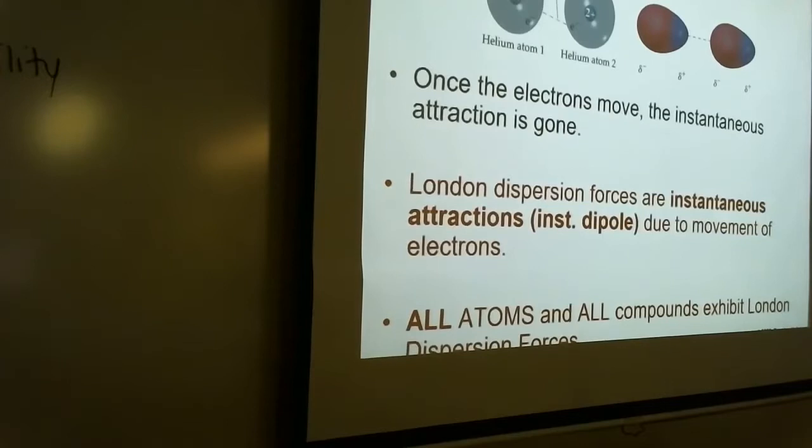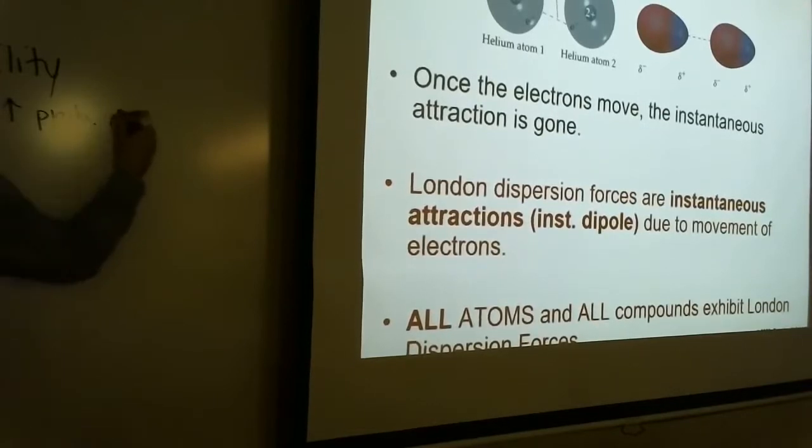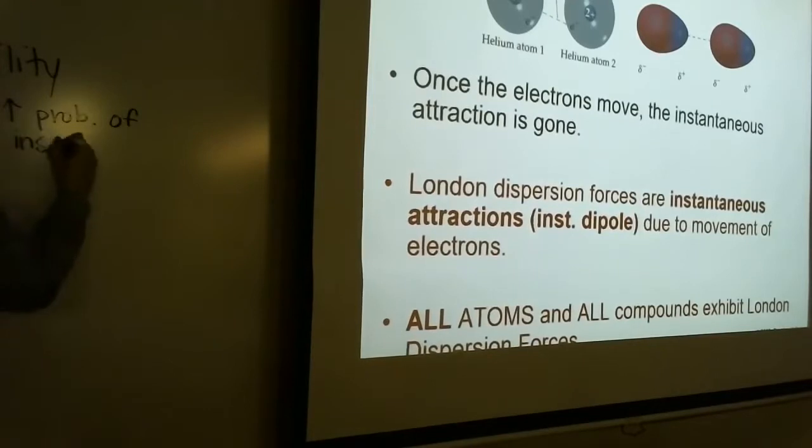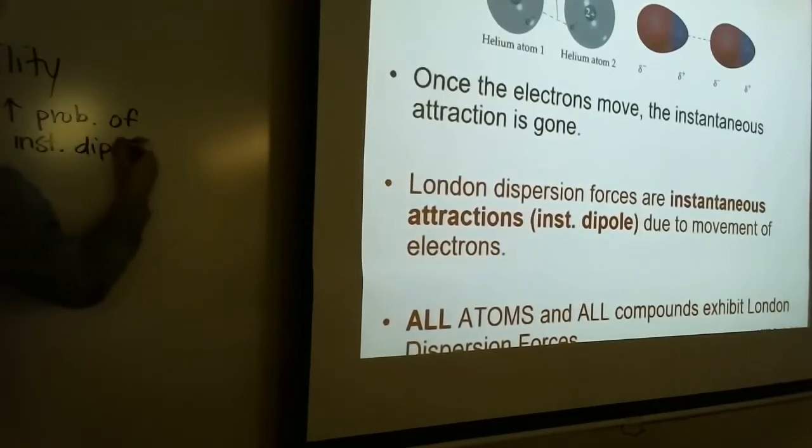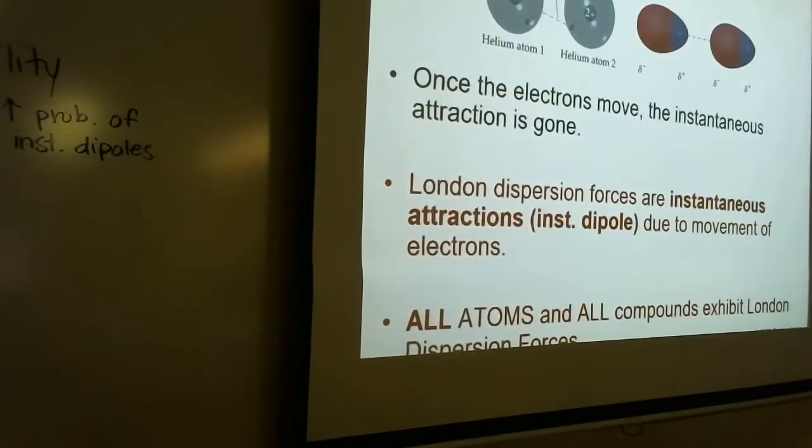Polarizability, right? As you increase the number of electrons, you increase the probability of instantaneous dipoles, right? So the more electrons you have, the greater the probability that this happens. Now let's pretend that we are a multi-electron system. Let's pretend that we are a molecule.